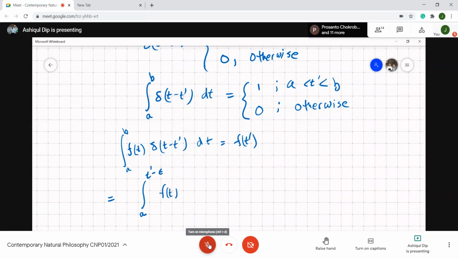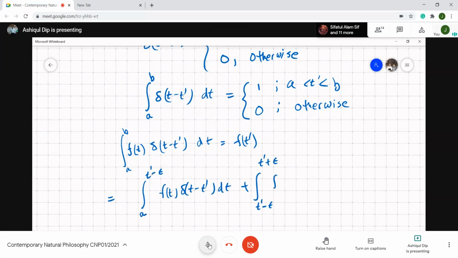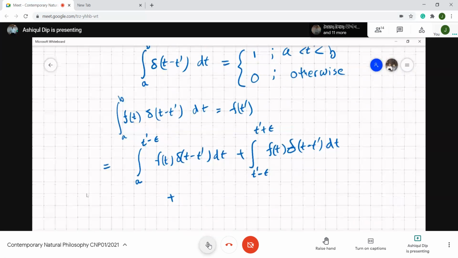Integration of f(t) delta(t − t′) dt, plus the integration from t′ − epsilon up to t′ + epsilon of f(t) delta(t − t′) dt. Is it like a Cauchy principal value? No. Cauchy's principal integral is something else that has to do with integrals. Actually, we need not worry about that thing as well. Okay.